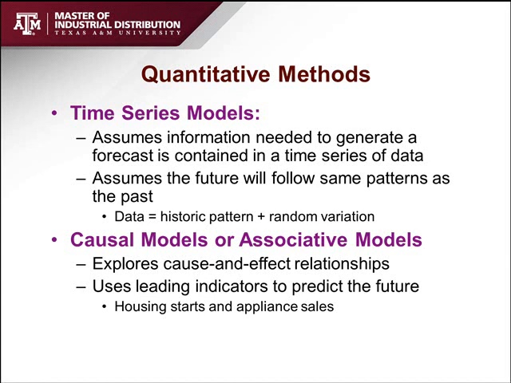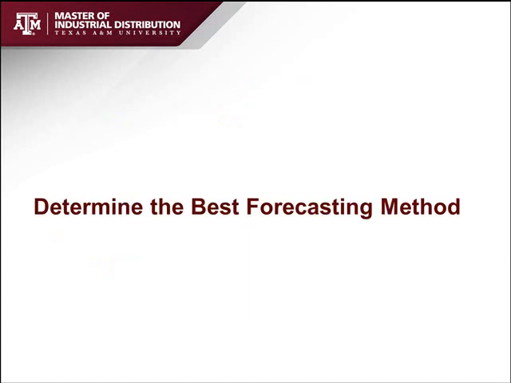In the causal models, the idea is exploring the cause and effect relationship and then using this relationship to come up with the forecast. For example, you can look into a market and see how many new houses are built, and based on that you can basically forecast the appliance sales. After going through the process, let's say we identified a couple of forecasting methods that basically fit our needs.